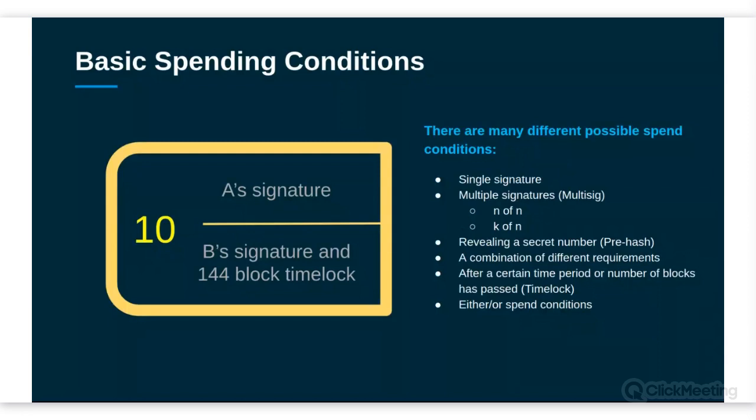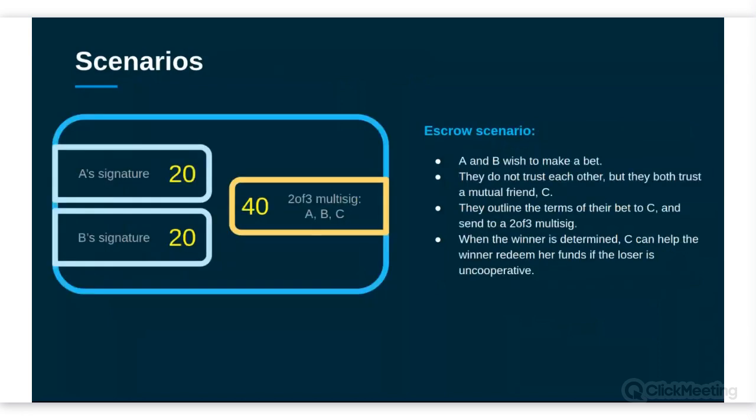So now let's look at some different possible use cases, because this is all a bit abstract. So what could you do with these things? You could do an escrow type of scenario. Let's imagine that Alice and Bob want to make some sort of bet. Let's say they're betting on the outcome of a football game, and they don't quite trust each other, but they trust their mutual friend Carol. So what they say is, all right, we're each gonna bet 20 Bitcoin on the outcome of this game, and we'll send it to this output.